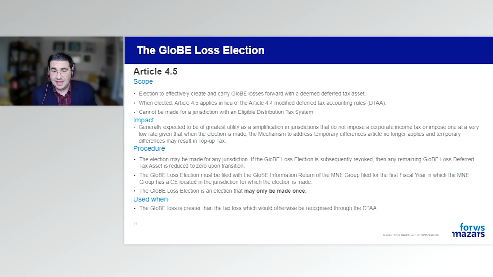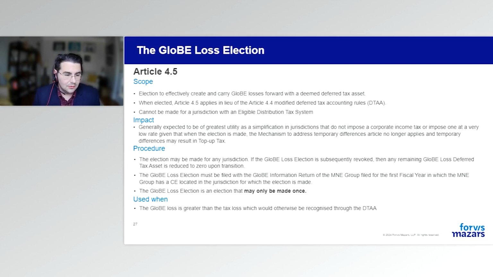It can be made if you have a flow-through UPE. So if your ultimate parent entity is a flow-through entity, it could be made for the UPE, but it cannot be made for other entities in the UPE jurisdiction. Consider that piece. There's a little bit of nuance there with flow-through entities specifically on that front.